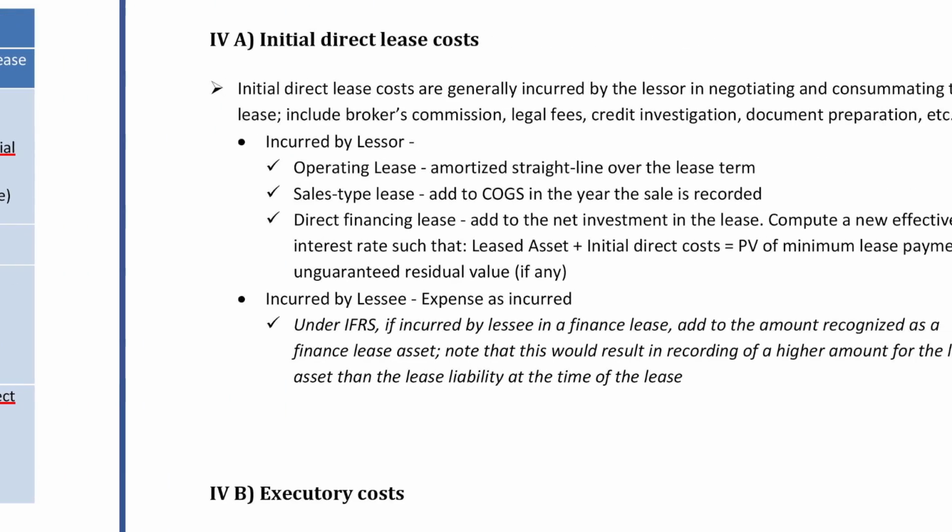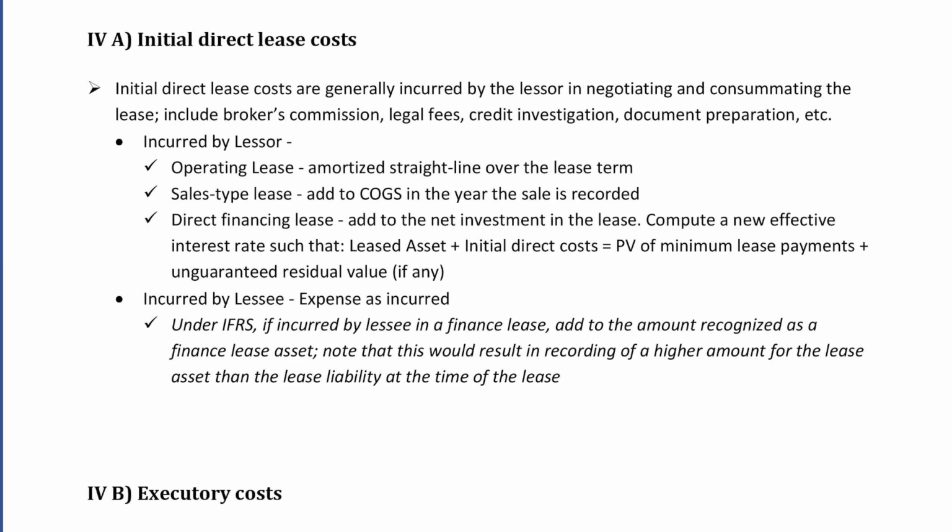Now move to page 35. And if you think this concept of initial direct lease costs is trying to challenge you, I'll make it very simple for you on this page. Now when we're looking at those initial direct lease costs, highlight incurred by lessor, try to understand what kind of a lease it is. If it's under an operating lease, right, amortize. If it's underline sales type lease, right, expense. If it's underline direct financing lease, right, amortize. Now if the initial direct lease costs are highlight incurred by lessee, right, expense.